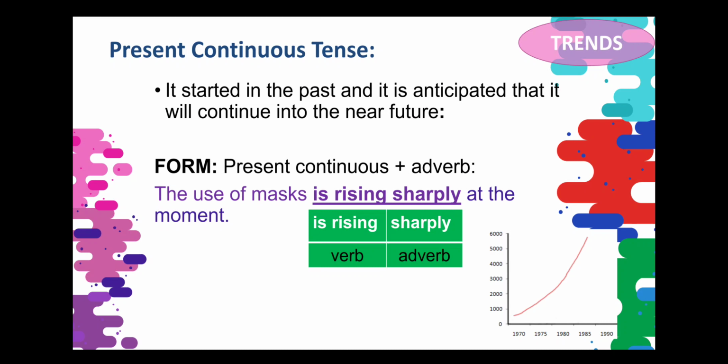Is rising sharply. So is rising is the verb, present continuous tense, and sharply is the adverb. And we have used a time adjunct, at the moment. So a time adjunct can also be used along with the verb and the adverb.